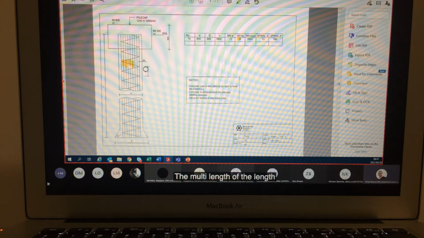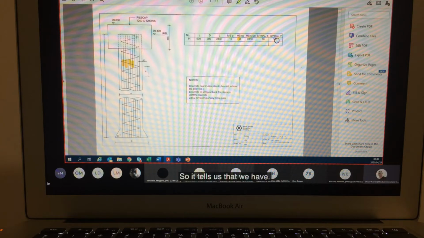The mild steel length of those 8 millimeter diameter steel would be 7 meter 800, and the spiral would be 10 millimeter diameter. So the verticals would be 12 millimeter diameter, and the spiral would be 10 millimeter diameter. And the spiral P, if those of us who can still remember what the P stands for, that is 180 millimeters. If you cannot remember, you would have to go back to your first year notes so that you can find out what that means.